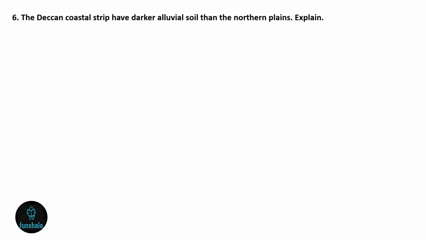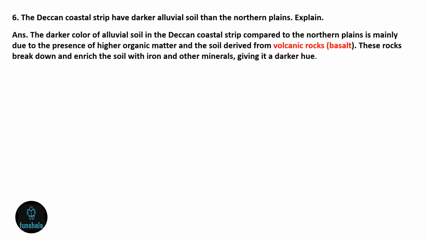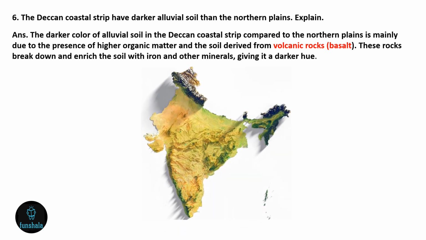Sixth question: the Deccan coastal strip has darker alluvial soil than the northern plains. Explain. The answer is, the darker color of alluvial soil in the Deccan coastal strip compared to the northern plains is mainly due to the presence of higher organic matter and the soil derived from the volcanic rocks, basalt. These rocks break down and enrich the soil with iron and other minerals, giving it a dark hue.